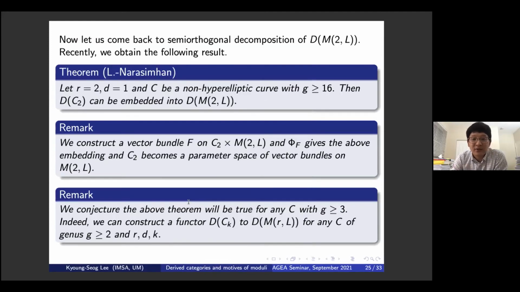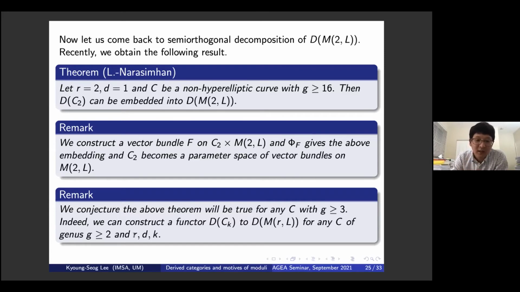So now let's go back to this semi-orthogonal decomposition of this moduli space. Recently, Professor Narasimha and I proved that when the length is 2 and degree equals 1, and C is a non-hyperelliptic curve with genus greater than 16, the derived category of the second symmetric product can be embedded into the derived category of the moduli space of vector bundles on the curve. Indeed, we construct an explicit vector bundle F on C2 times M, and we prove that the Fourier-Mukai transform whose kernel is F gives this embedding.